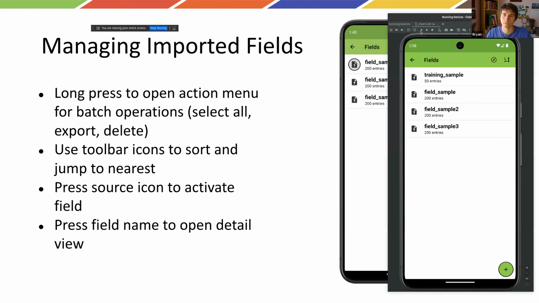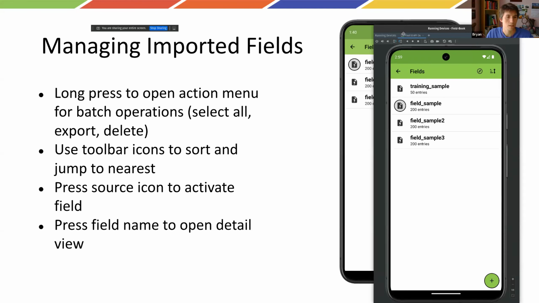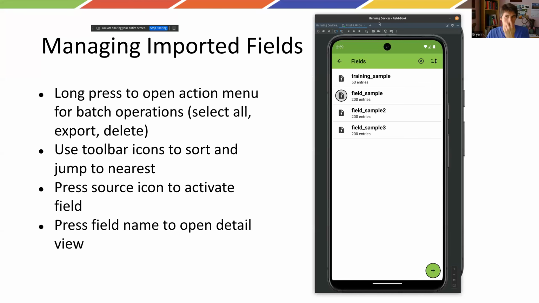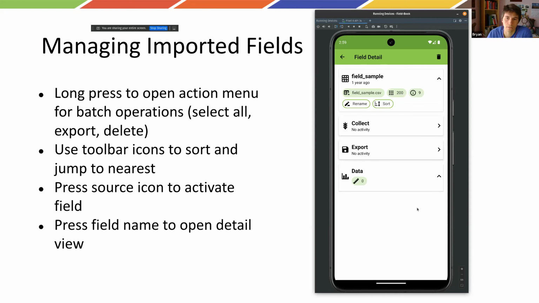Speaking of active, I just deleted a field that was the active field, so I currently have no active field. You can activate a field by pressing on the icon as well. The active field meaning the field that will show up when you go to the collect screen. And then finally, this is a new feature in Fieldbook version 6. You can short press on a field item to open the field detail view.